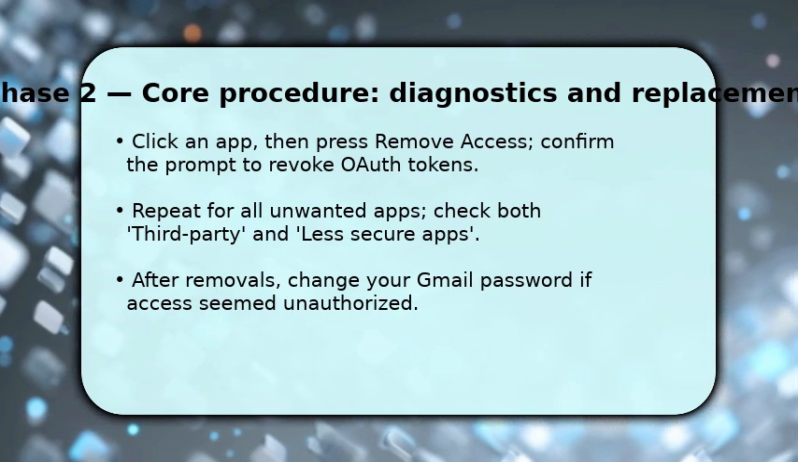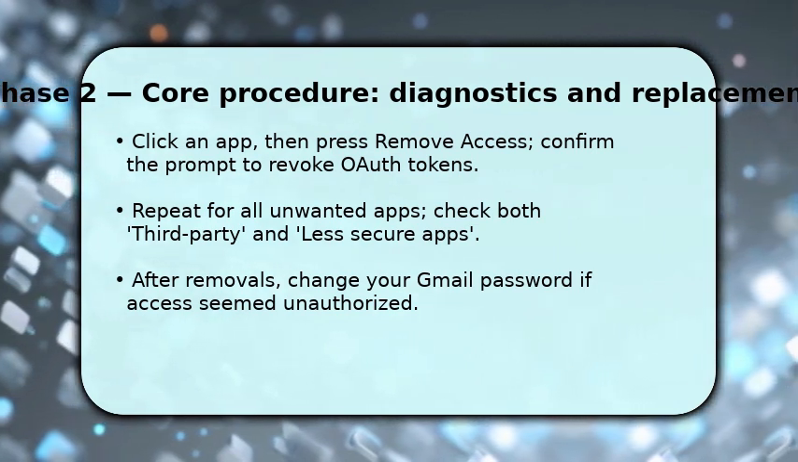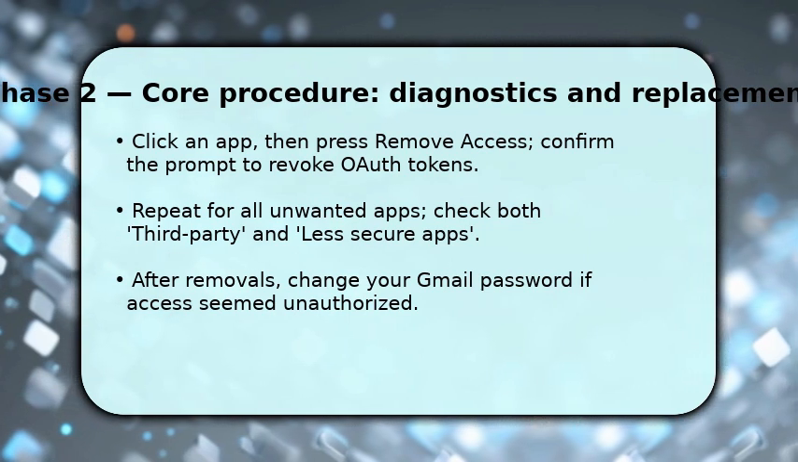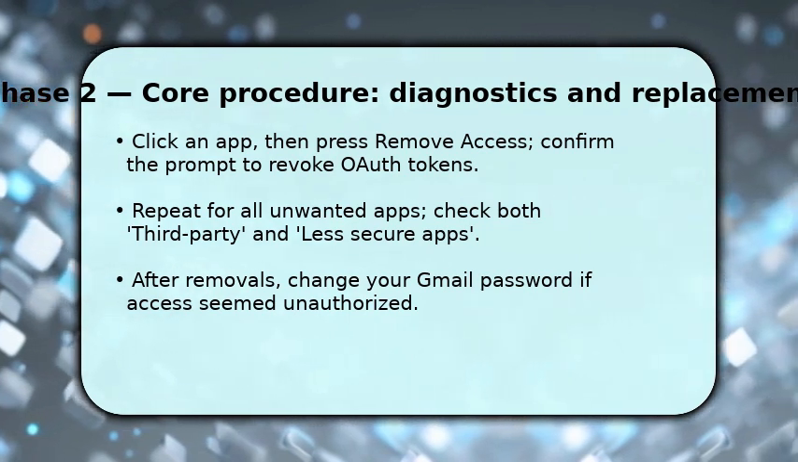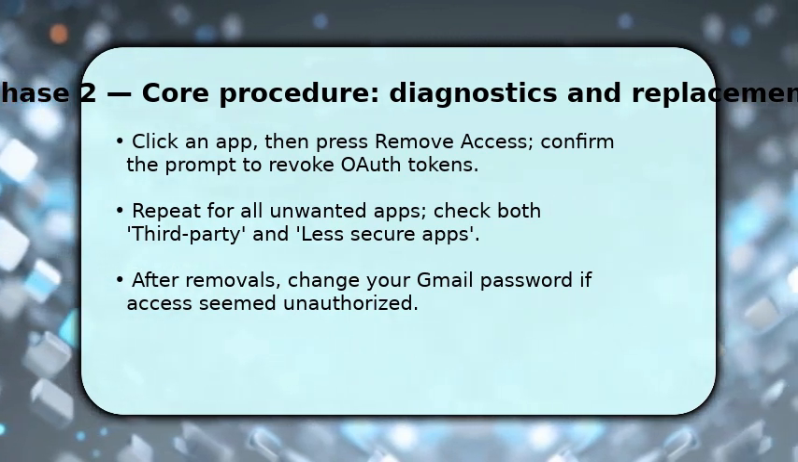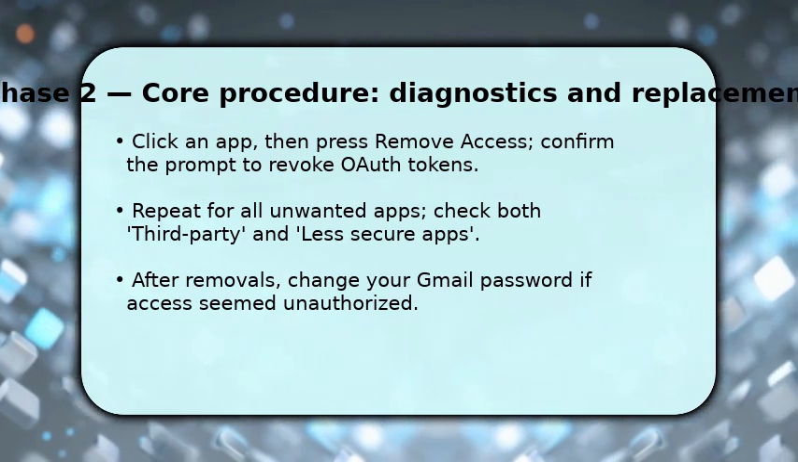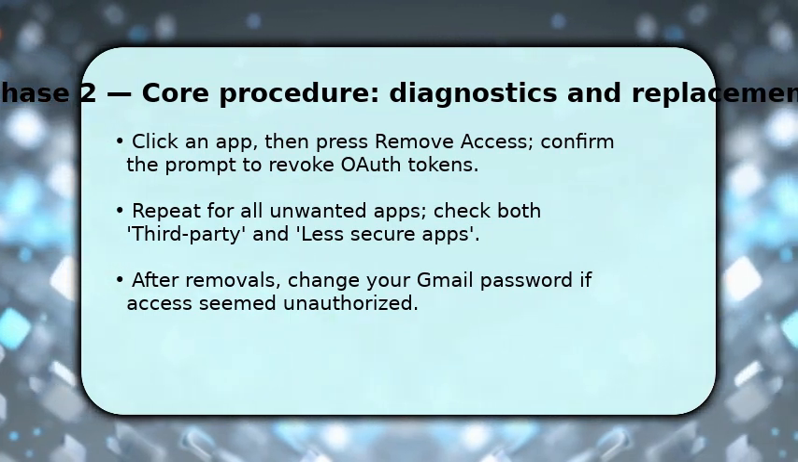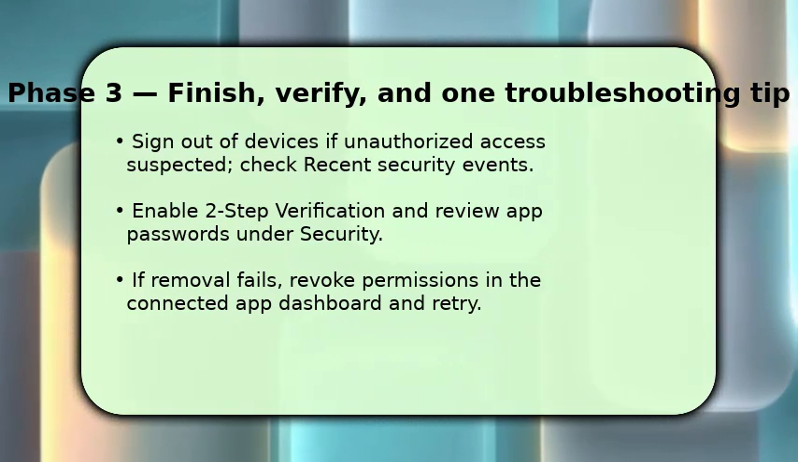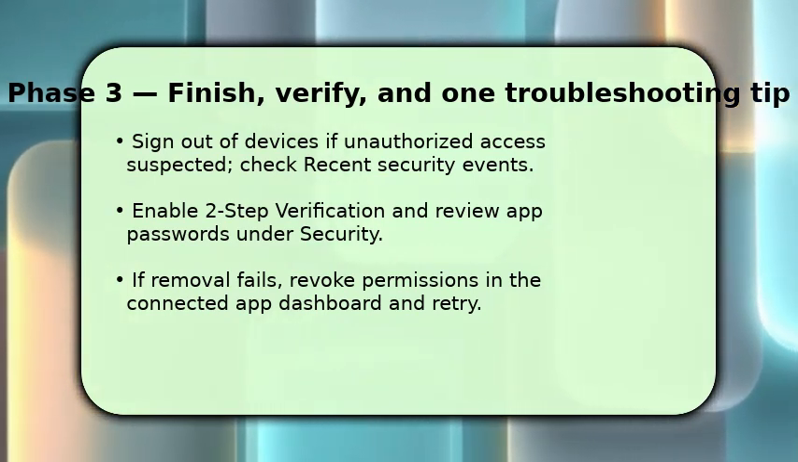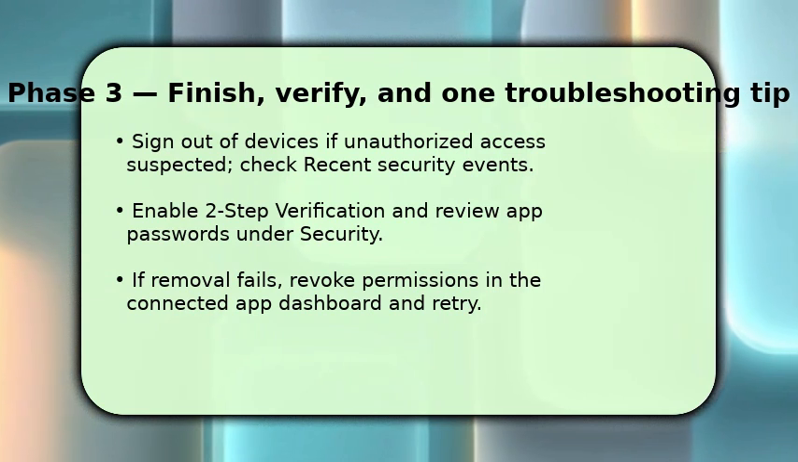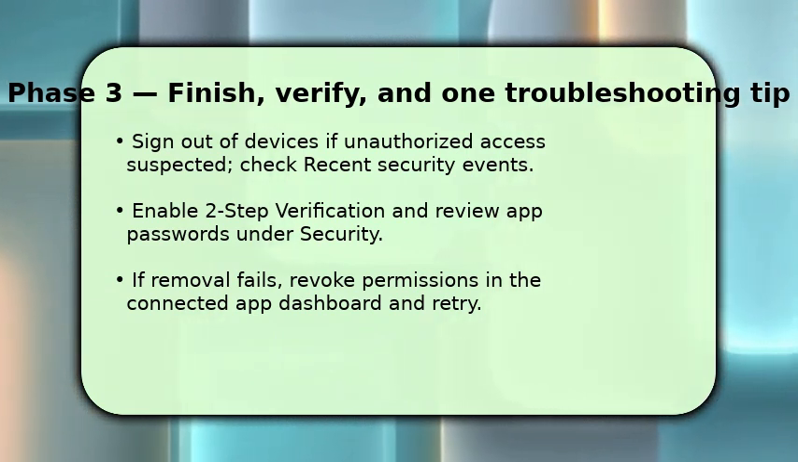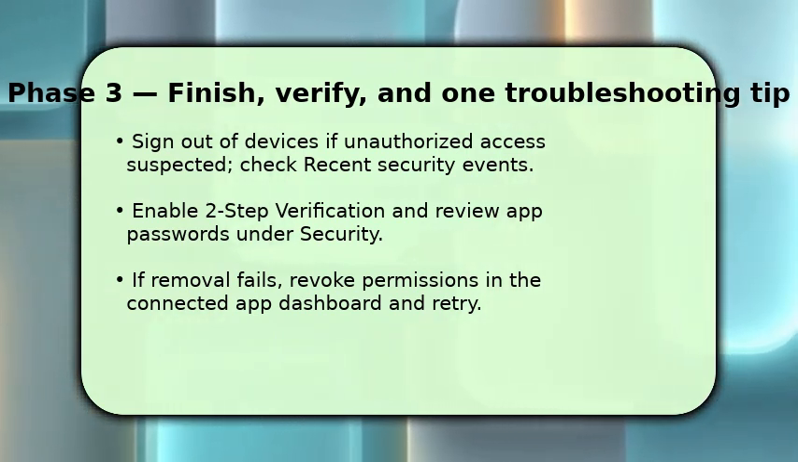Once done, make sure to change your Gmail password if any access looks suspicious, and consider enabling two-step verification to block future intrusions. These steps close the door. They also reset the tokens those apps used. Finish by signing out of devices and reviewing recent security events to confirm no lingering access. Once done, enable two-step verification and inspect app passwords under security.